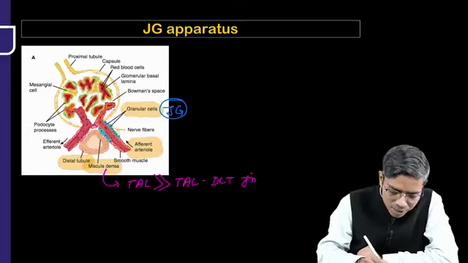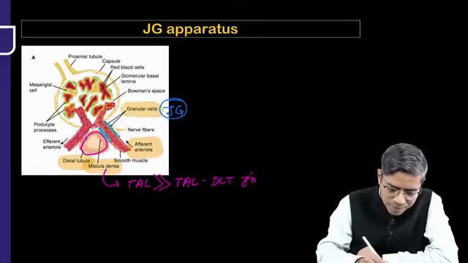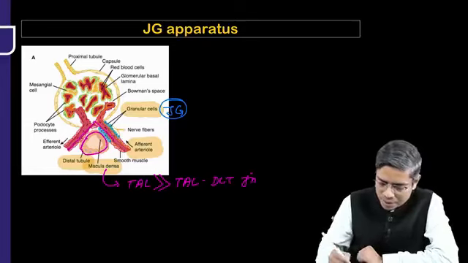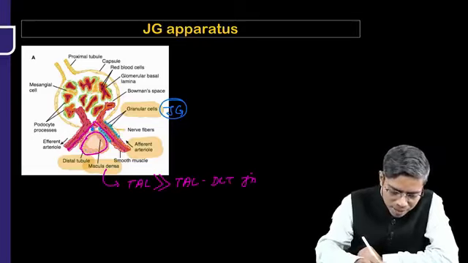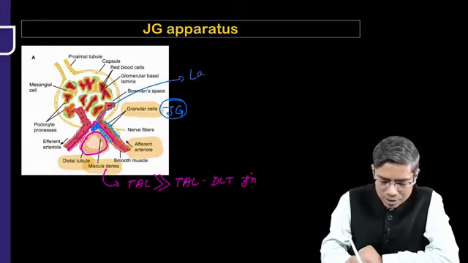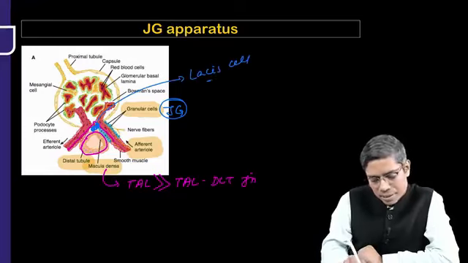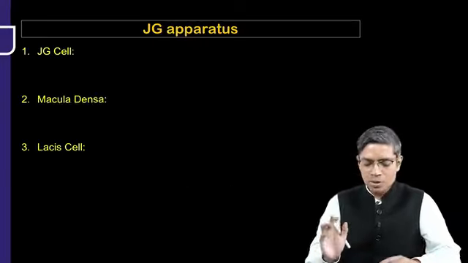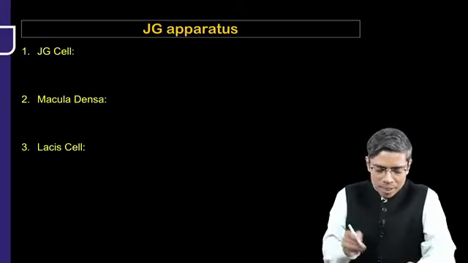And in between this distal tubular nephron and the afferent and efferent arteriole, there is another cell. This cell is known as the Lacis cell. It is an anti-inflammatory cell. So what are the three components of this JG apparatus?